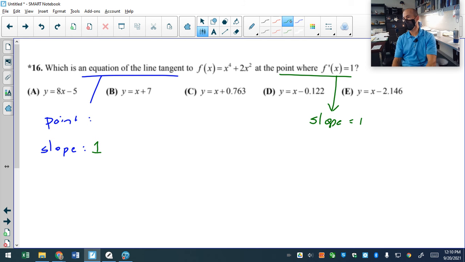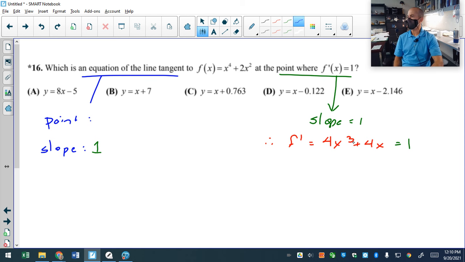And so if I know the slope is 1, that means my derivative, which is 4x cubed plus 4x, needs to equal 1. And we're going to solve this equation. That'll give me the x. And then I can use the x to find the y. All right?